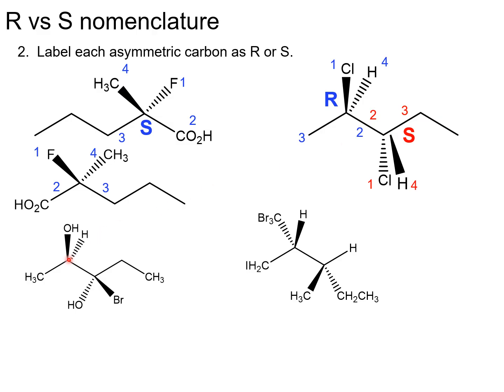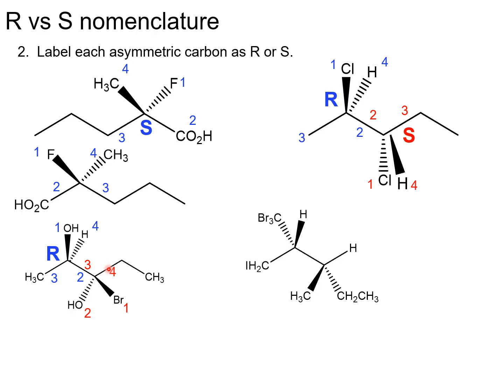For our bottom one, again, let's draw in our hydrogen and assign our priorities. My fourth is going away from me. Perfect. I can see that this would be going in the correct direction, so R. Now for this one, if I assign my priorities, bromine beats oxygen. I have a carbon with 2 hydrogens versus a carbon with only 1 hydrogen. So I know that this is going to be 3 and this is going to be 4.